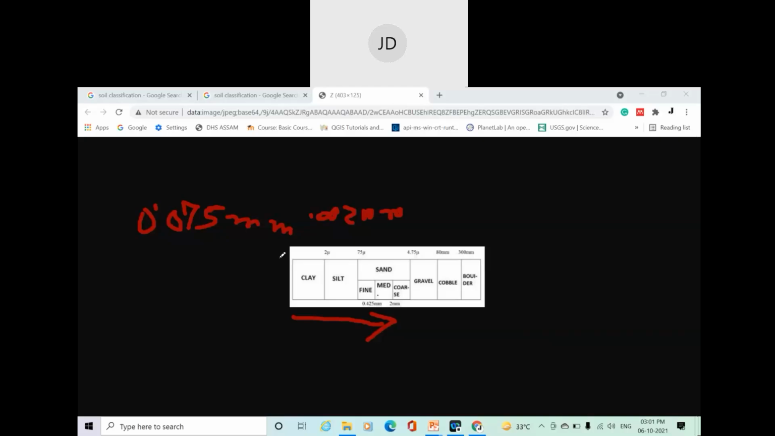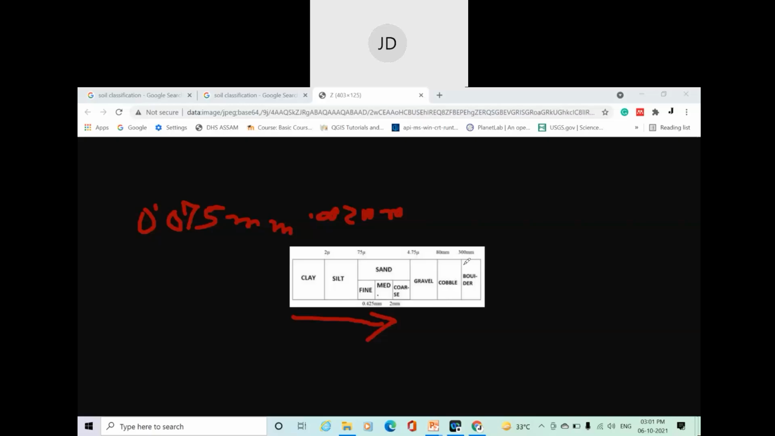Okay, so here you can see from this side your size is increasing: 2 micron, then 75 micron, increasing. From here it is coming as 4.75. It is not micron, it should be millimeter. Okay, 4.75 millimeter, then 80 millimeter, then 300 millimeter. So it goes on increasing. So based on sizes, soils are classified under this.